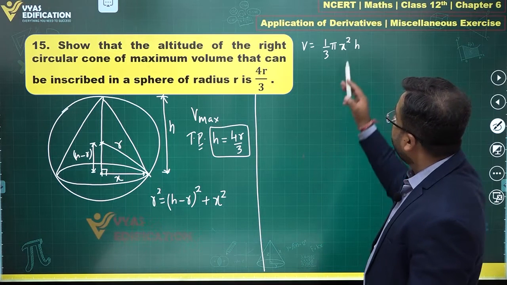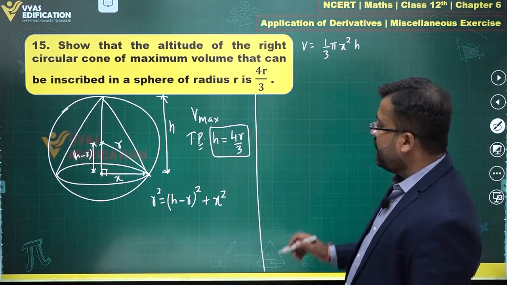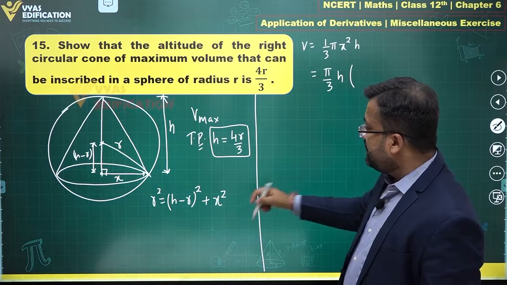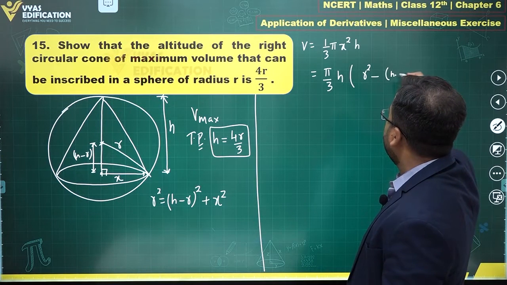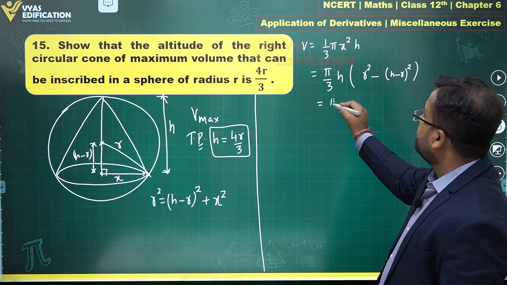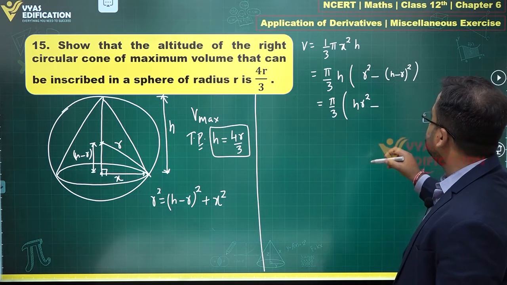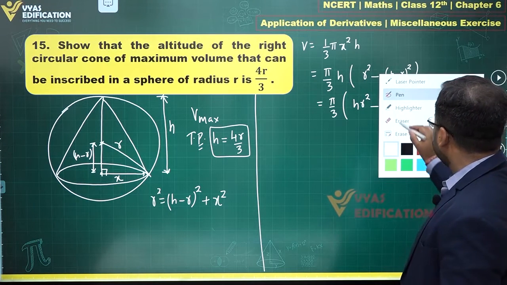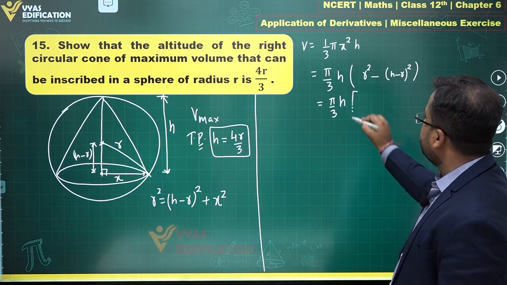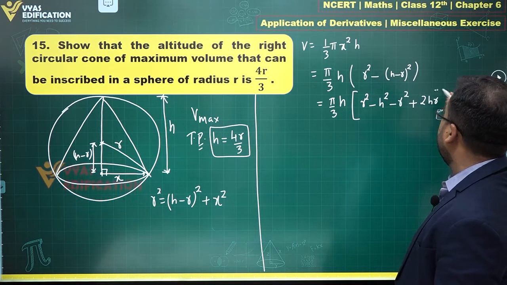And which of these can I eliminate? Can I eliminate x square? Can I eliminate h? I can eliminate x square very easily. This is pi by 3 h times x square, which is nothing but r square minus h minus r whole square. This is what you have, right? This can further be written as pi by 3 times h times r square minus, what is this? Can we simplify this? Yes, we can simplify this before actually multiplying the h inside. Let it remain as it is. This becomes r square minus h square minus r square plus 2hr. This is what you get.